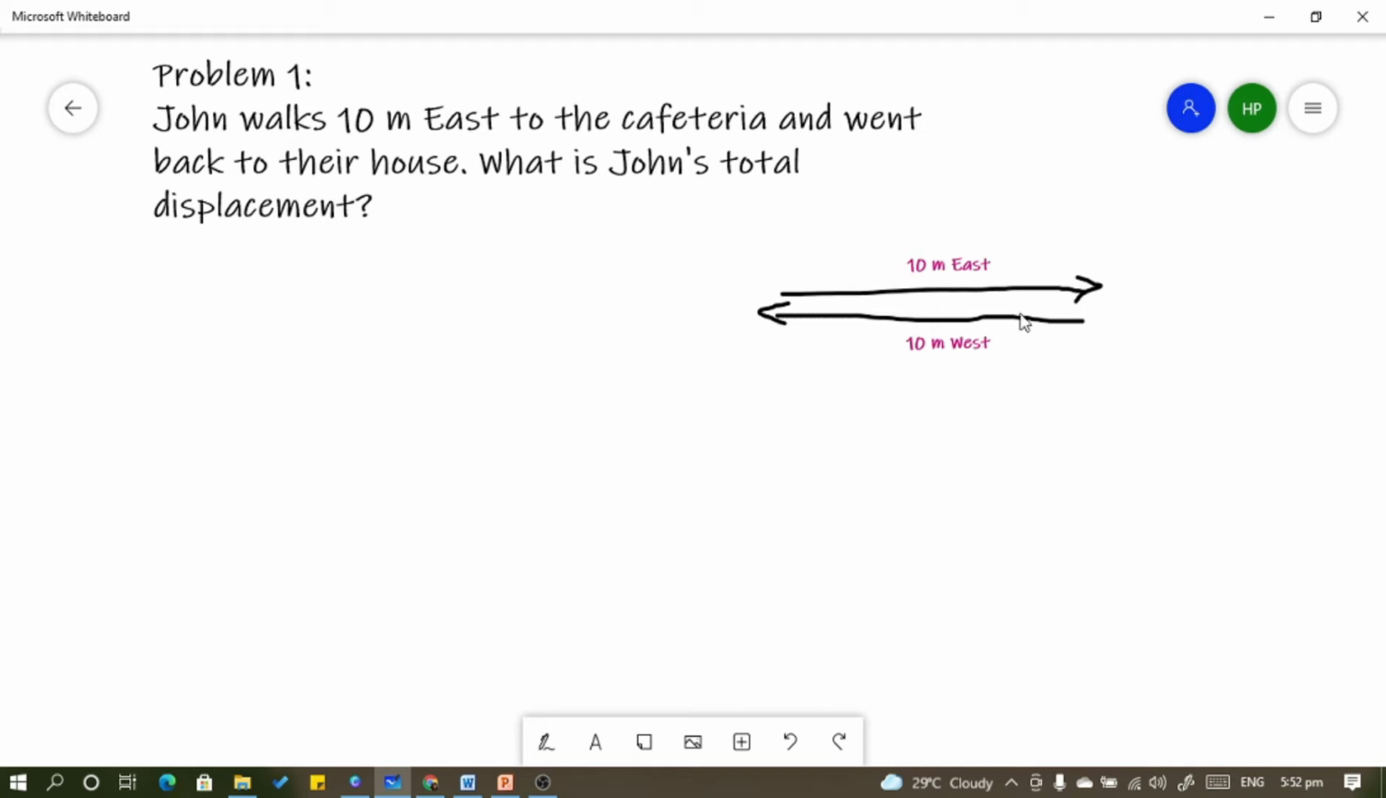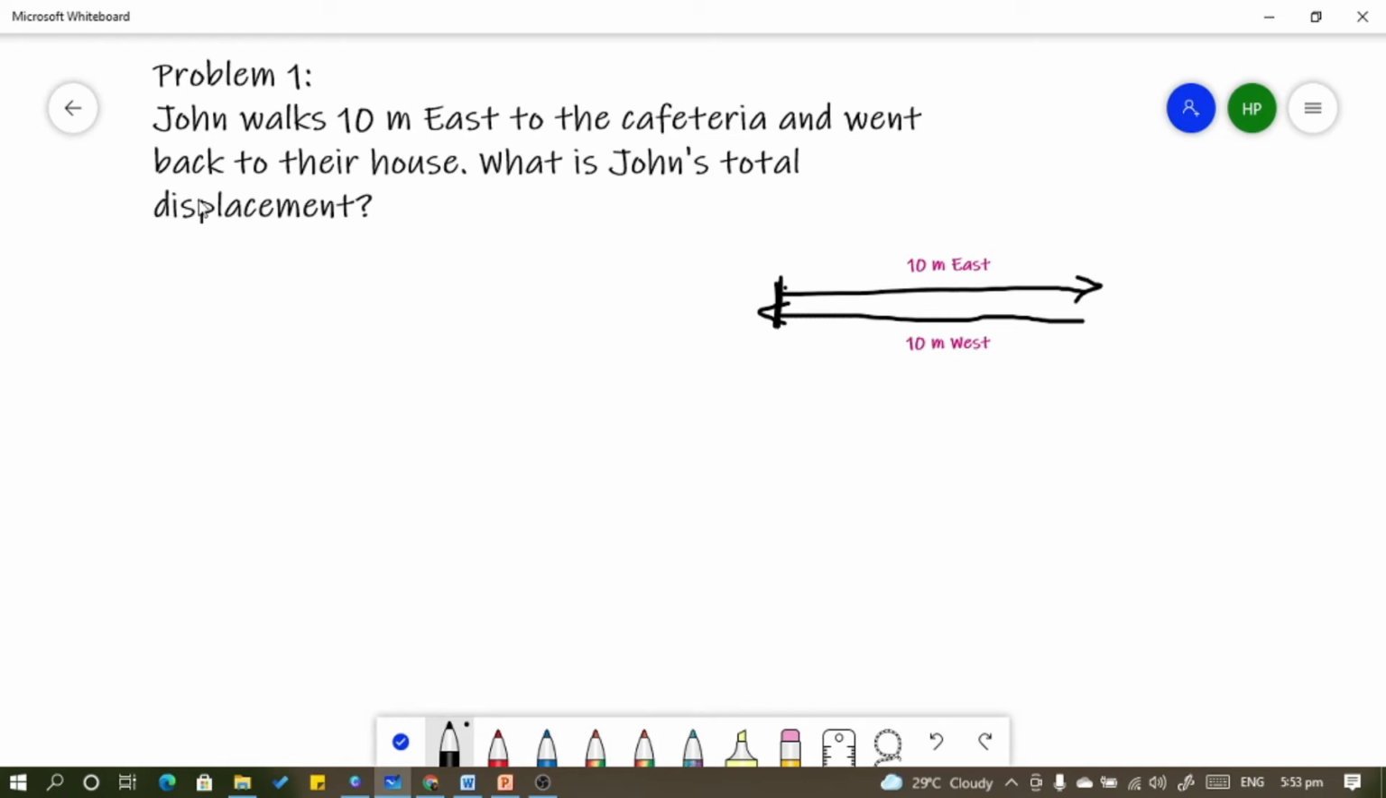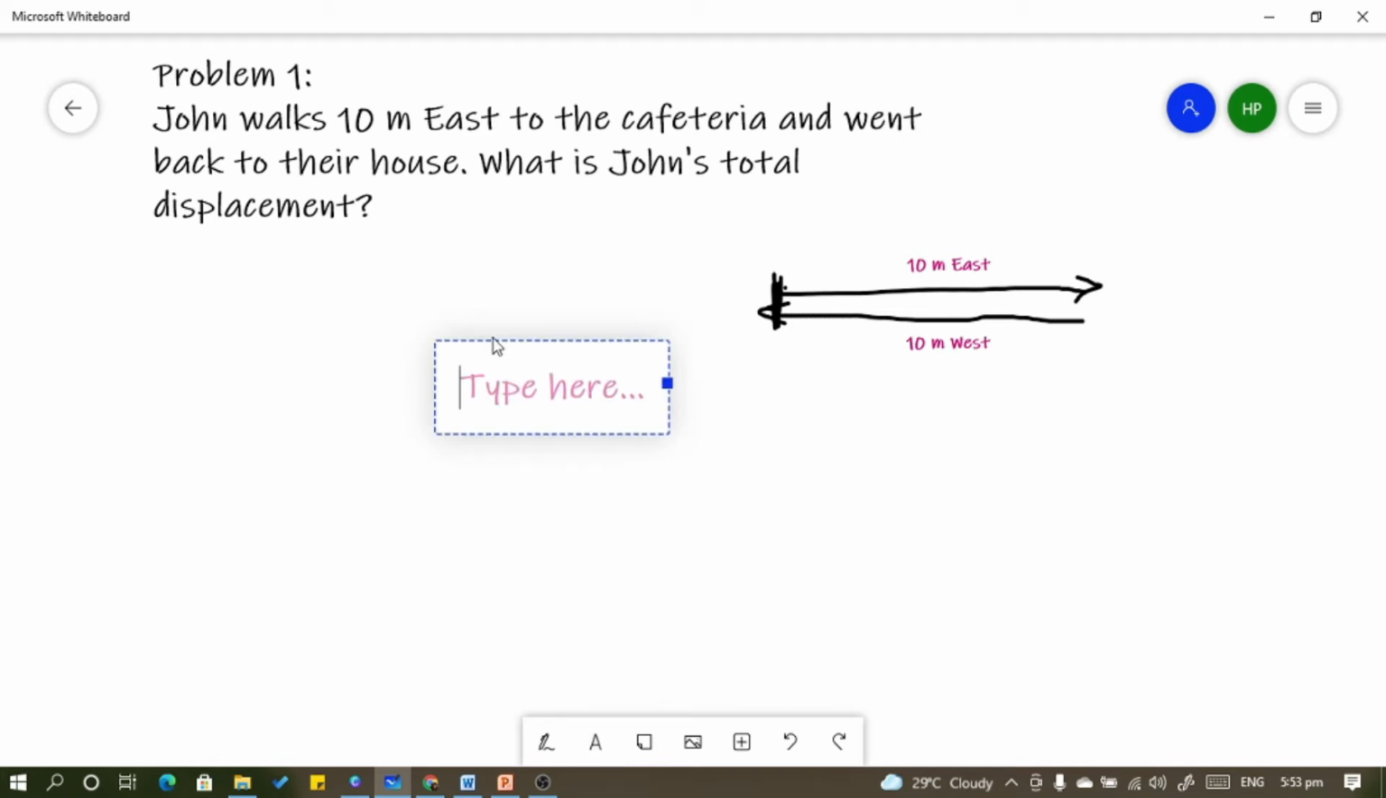So in the illustration here, John walks 10 meters east, so the arrow is towards the right, and went back to their house. So let's assume that this is the starting point. John went back to their house. He goes back to the starting point, which is 10 meters west because the arrow is towards the west. So our formula for the displacement is a small letter d equal to displacement 1 minus displacement 2.